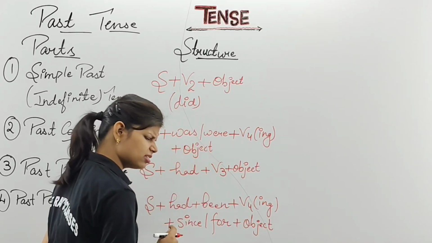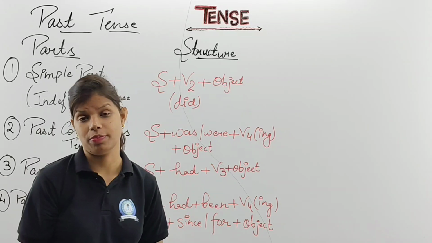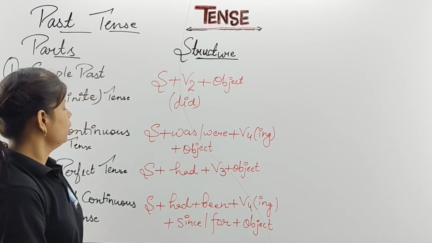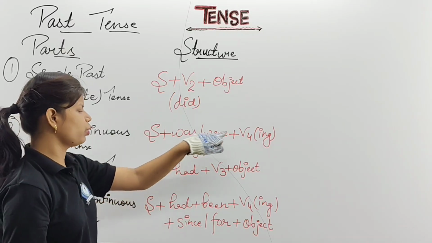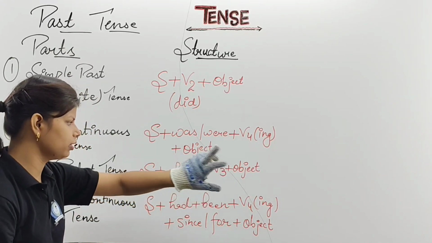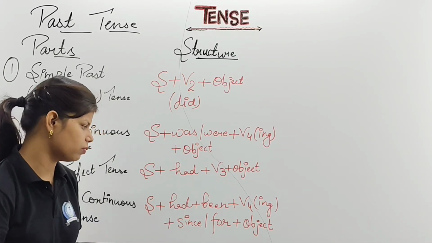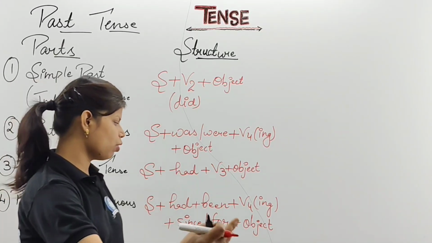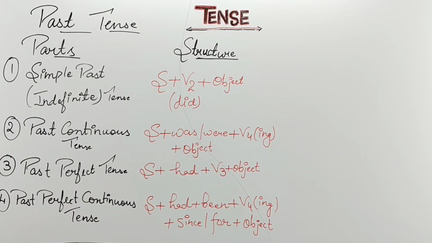Please make this tense chapter very easy, so that you can understand in a proper way. Clear? So subject plus verb plus object. Subject plus was plus the verb's fourth form plus object. Here subject plus had plus the verb's third form plus object. And then last we have subject plus had plus been plus the verb's fourth form plus since or for plus object. Please click a screenshot of this one.